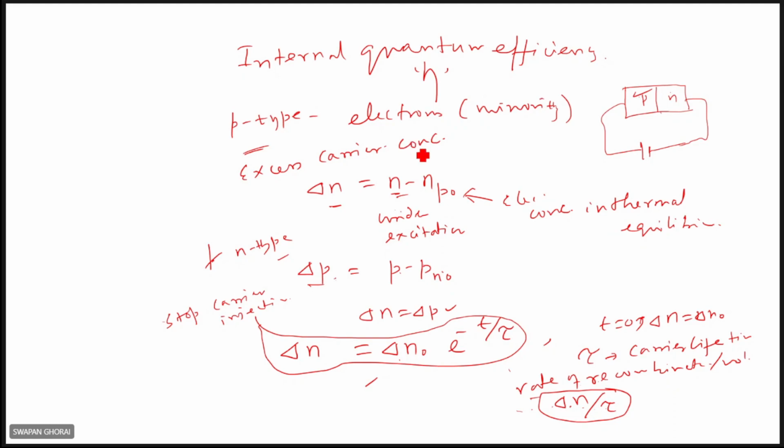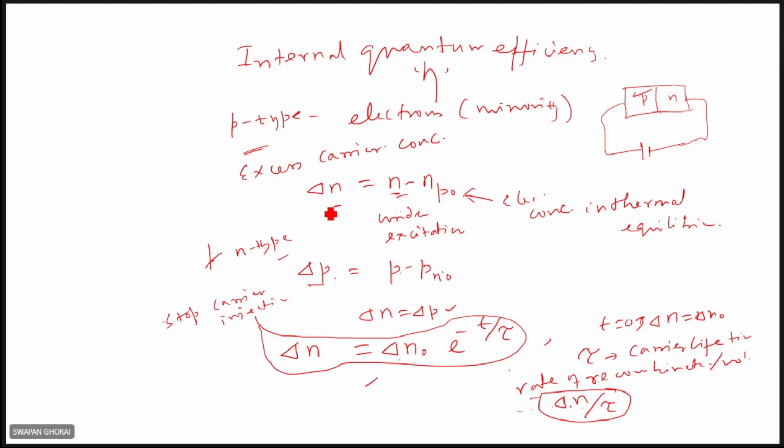So the electron excess carrier concentration under forward bias, under excitation, that is delta n. It will be n minus np0. This n is under excitation, and np0 is the carriers already present because of thermal equilibrium and temperature. So np0 is the electron concentration in thermal equilibrium. The difference will give you the excess carrier concentration.